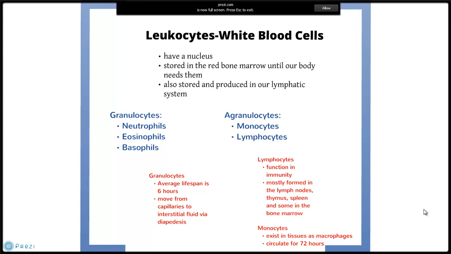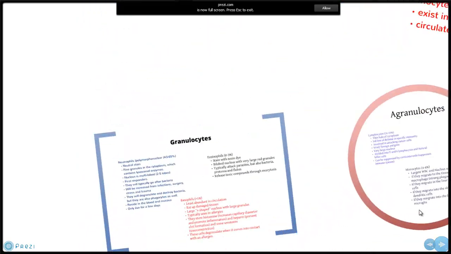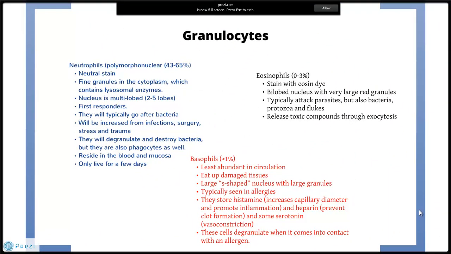And then you have your agranulocytes, which are made up of your monocytes and your lymphocytes. So your lymphocytes, they are the big player in your immunity, and they are mostly formed in your lymph nodes, your thymus and your spleen, and then some in the bone marrow as well. And then you have your monocytes, and when they enter into the tissues, they become macrophages, and they circulate for about 72 hours.